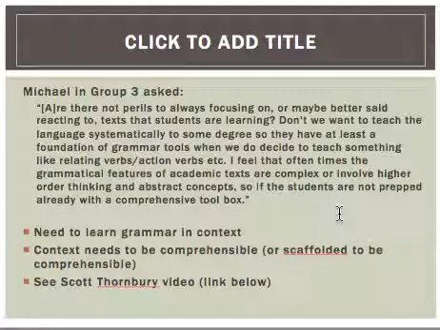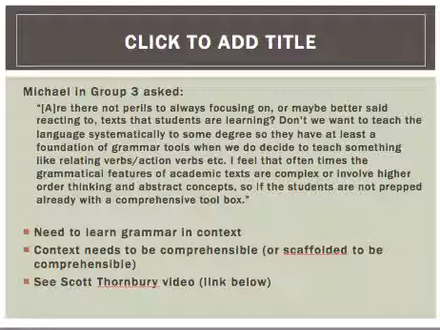I think this is a great question, Michael, and I really appreciate that you are thinking about how functional grammar works versus more traditional grammar and bringing up some of these questions. You're not the only one, I'm sure, who has these questions.